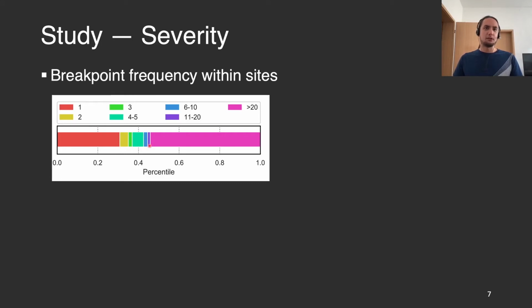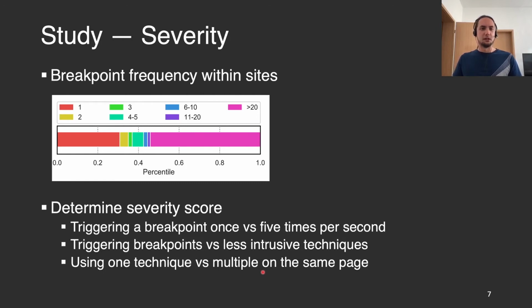But then we also have these more than half of the websites which triggered more than 20 breakpoints, where it suddenly becomes very clear: if we are 3 seconds on this website and it triggers like 20 breakpoints, there's really something shady going on. So we use this information and we determine a severity score. For this severity score, it makes a difference if you trigger only one breakpoint once or if you trigger it really, really often, as we've seen in the graph above.